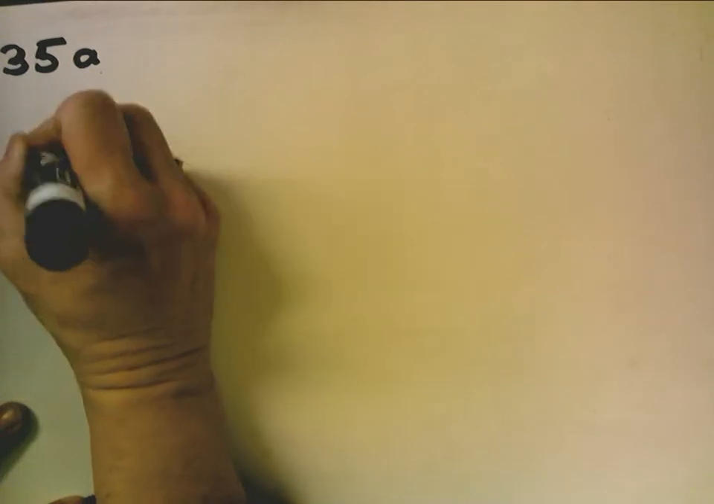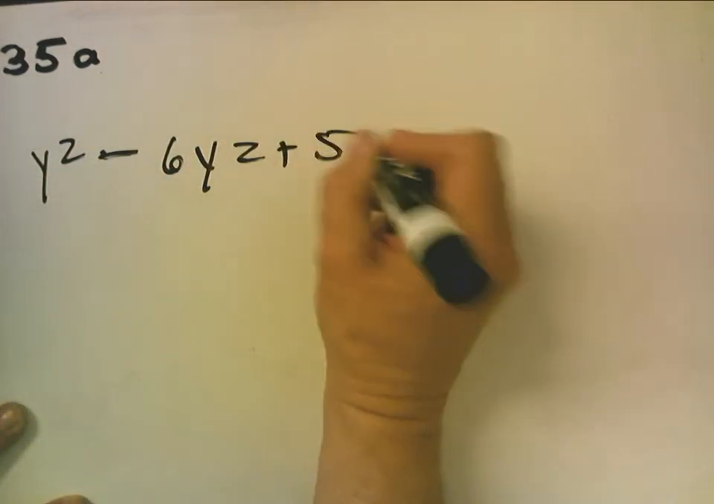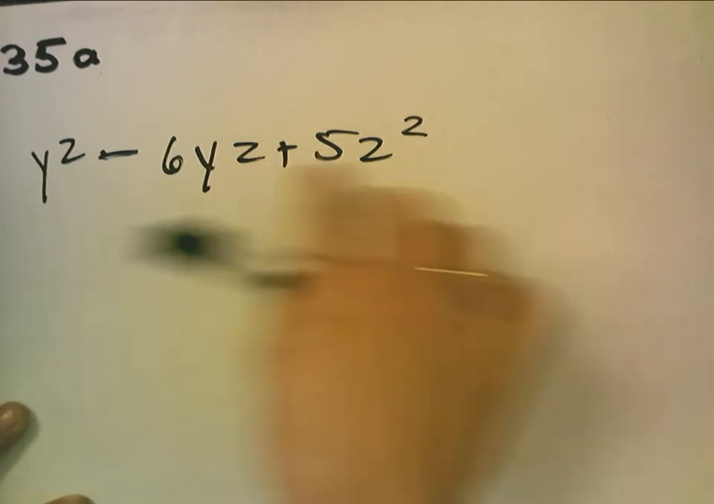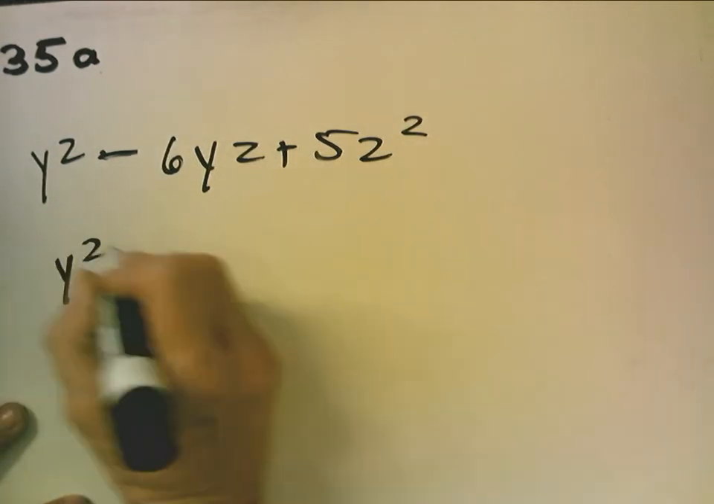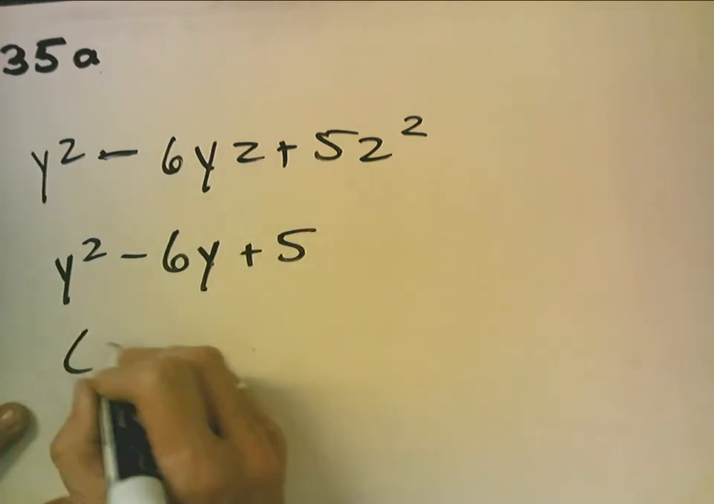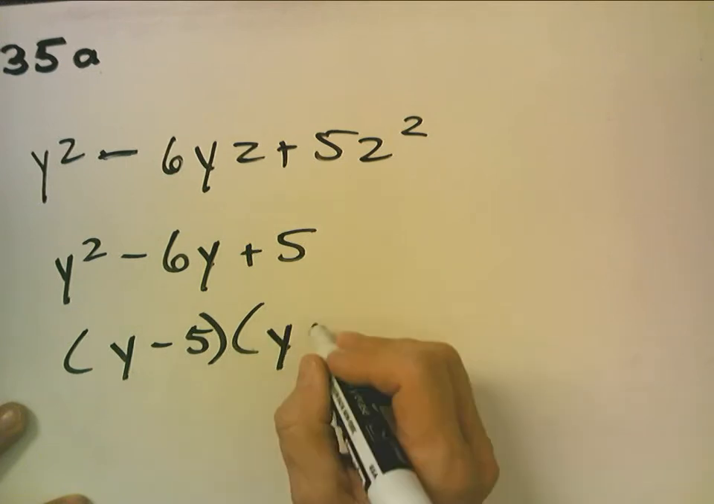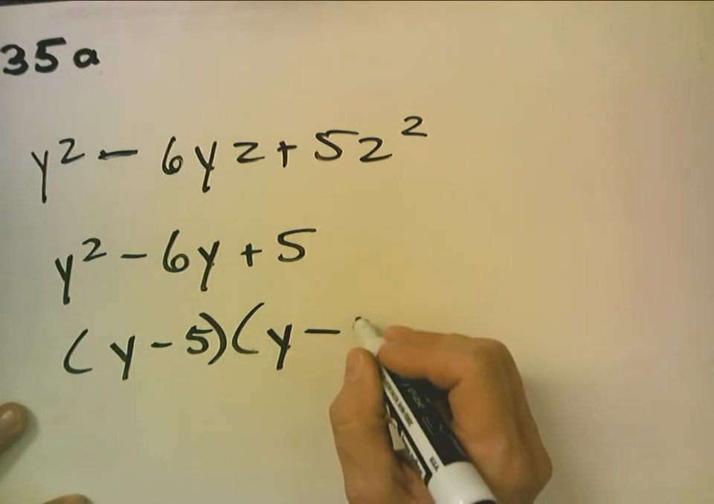We have y squared minus 6yz plus 5z squared. So this time it's the z that's extra. So I rewrite it without the z, and I say this is y minus 5 and y minus 1.